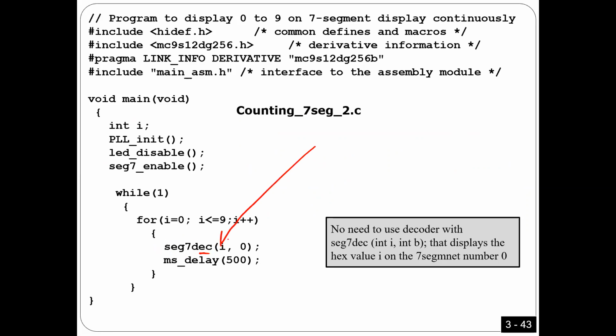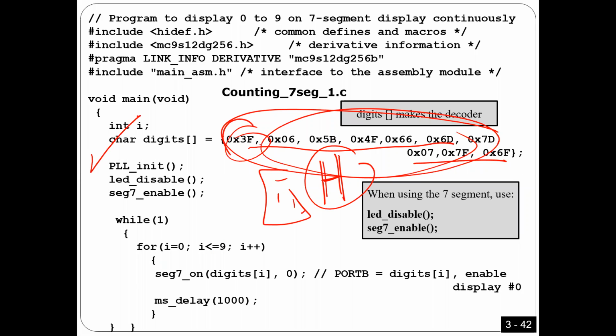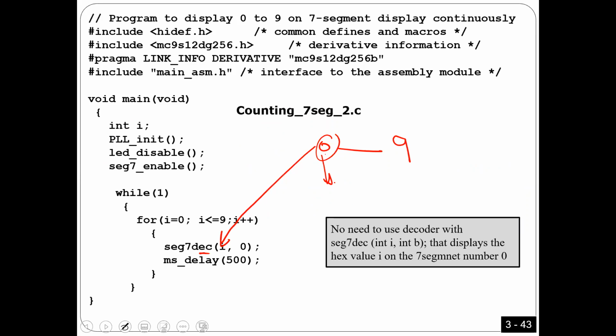Give me a number from 0 to 9, and then internally inside this function, I'm going to convert 0 to 3F, the code, and then I'm going to do everything. It's something like high level. You understand what I'm saying, guys? So let's see how this program is doing exactly the same thing. Let's see how this program works, guys.